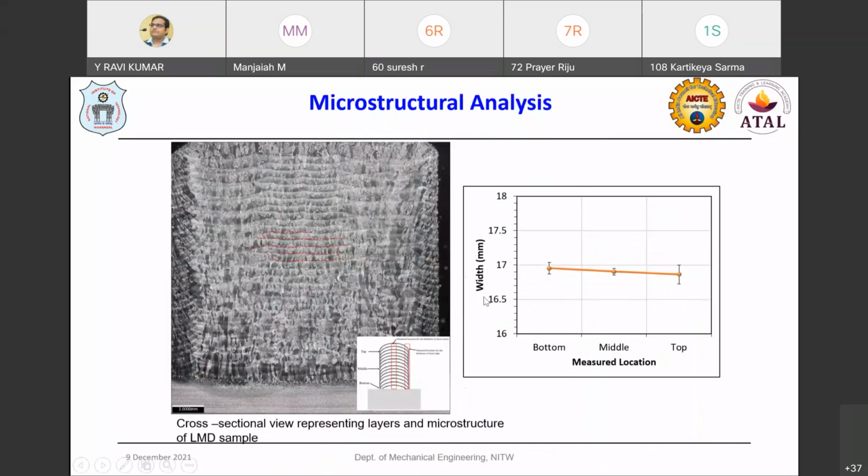With respect to microstructural, sorry, any queries? Hello, are there any queries?